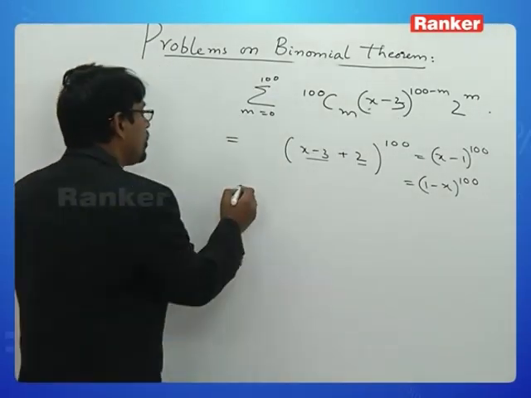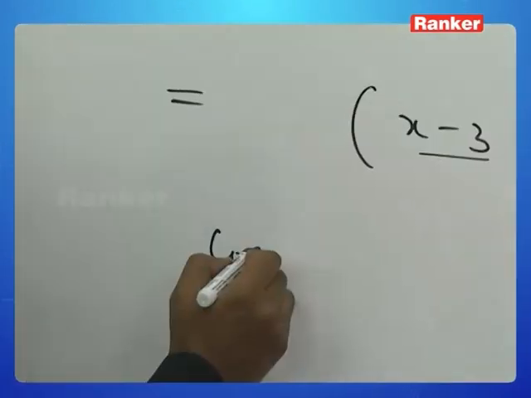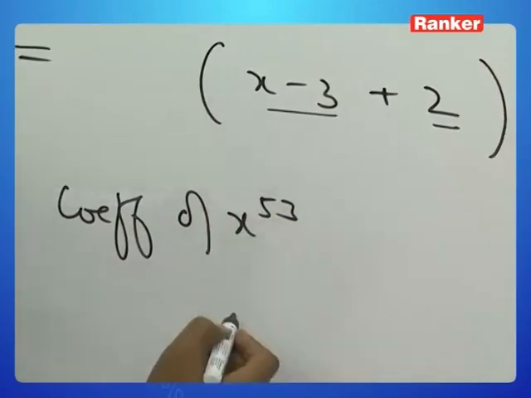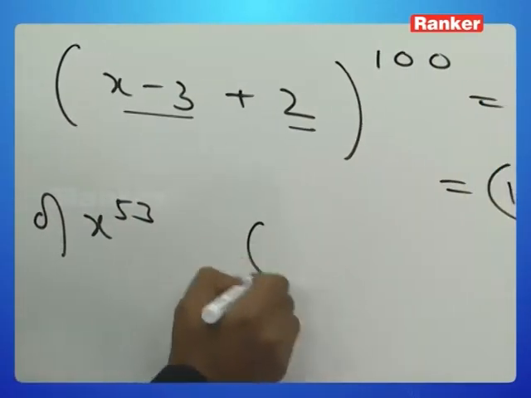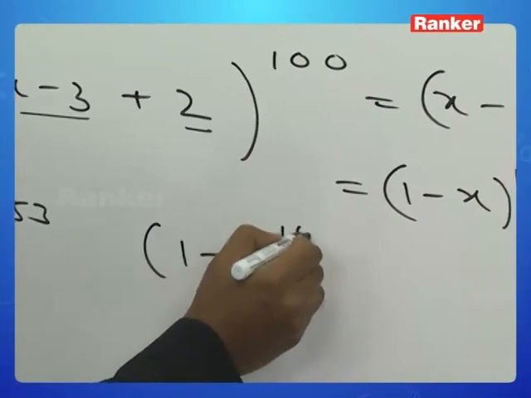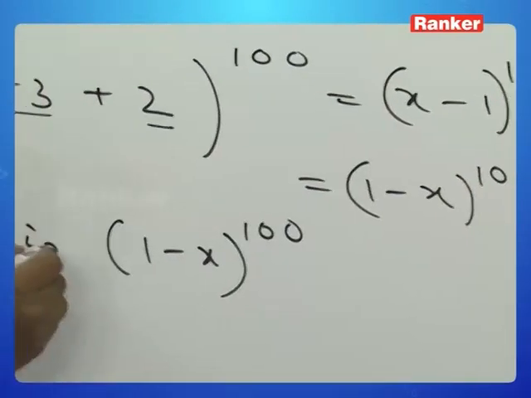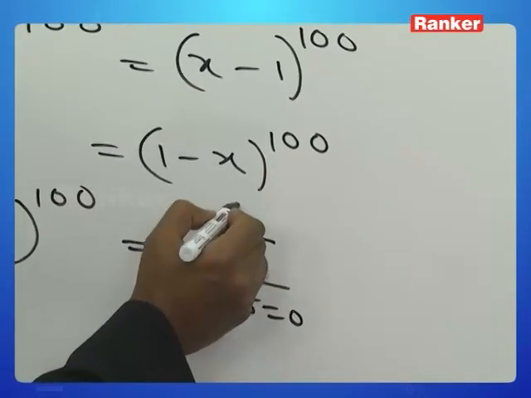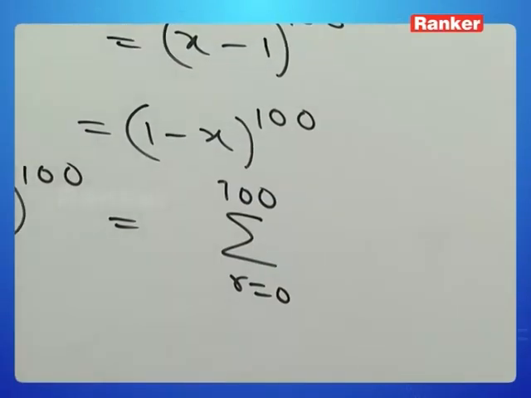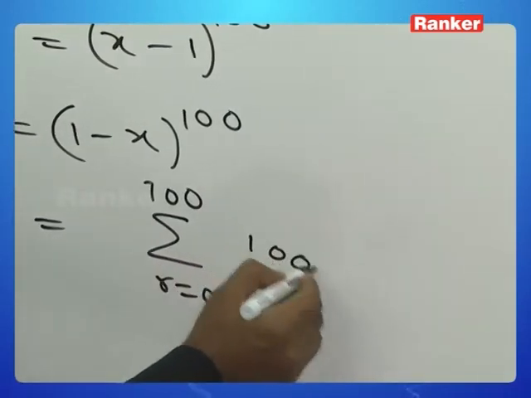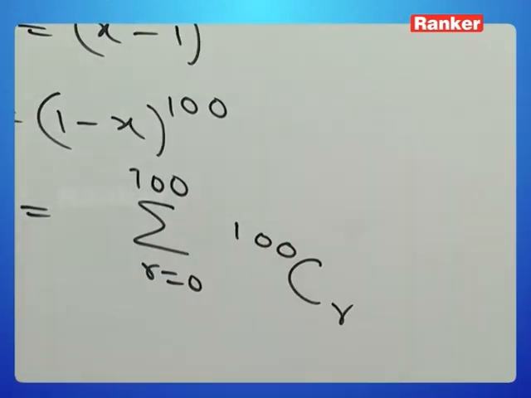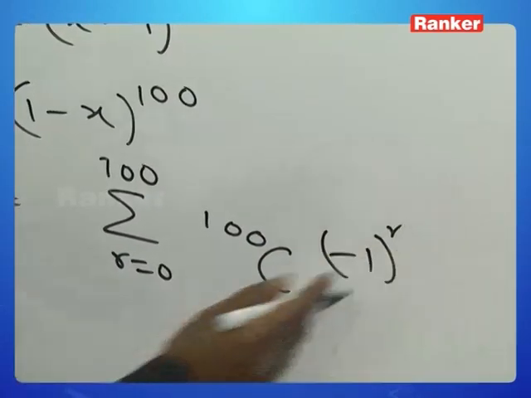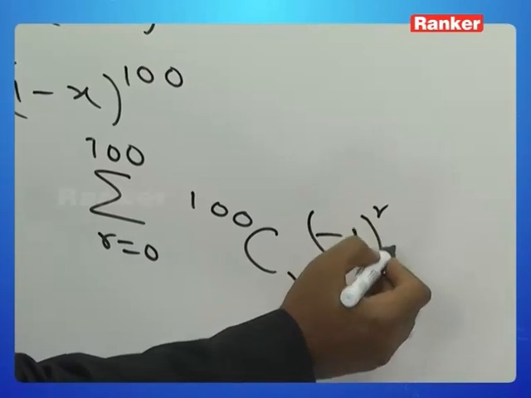And clearly the coefficient of x power 53 in this expansion is from the (1 minus x) power 100 expansion. What is the expansion of (1 minus x) power 100? That is sigma r ranging from 0 to 100, 100Cr into minus 1 power r into x power r.